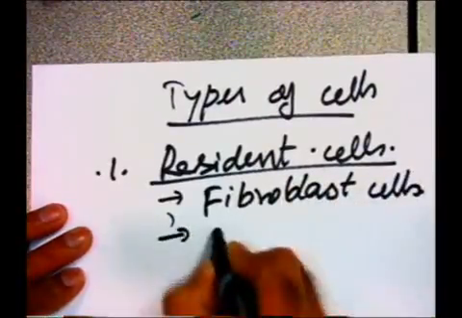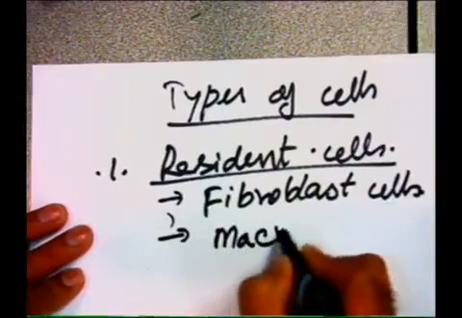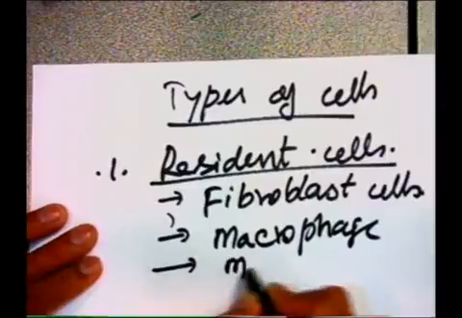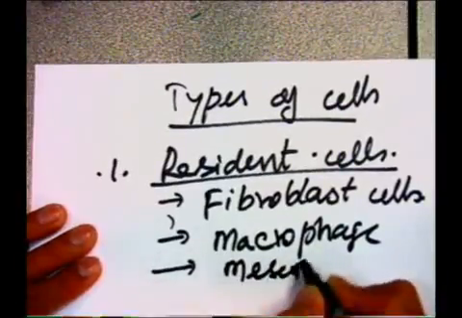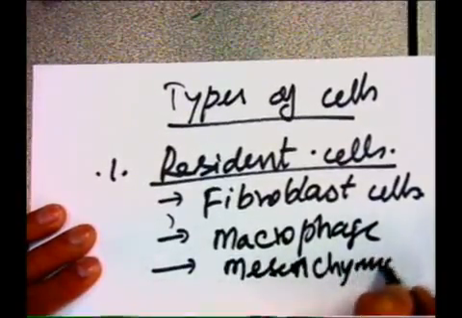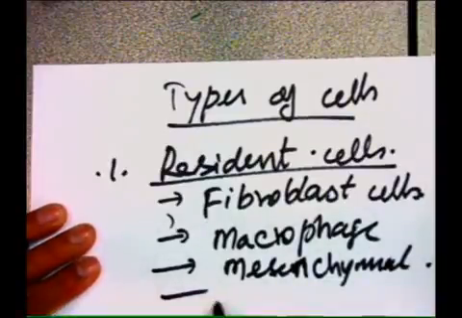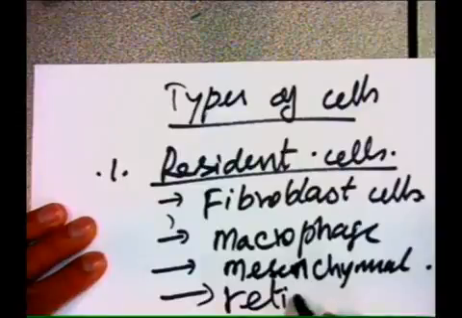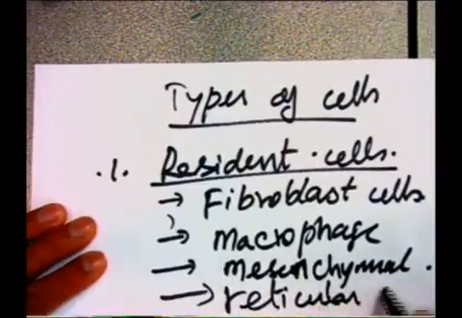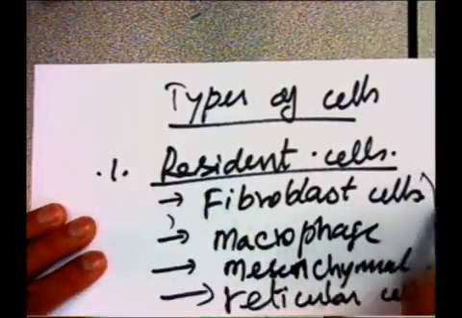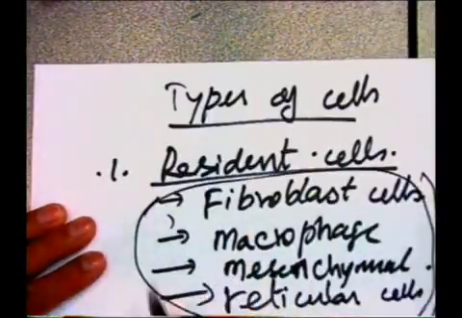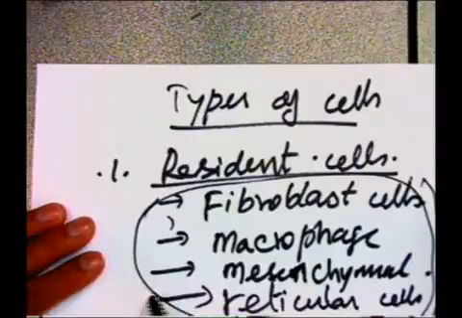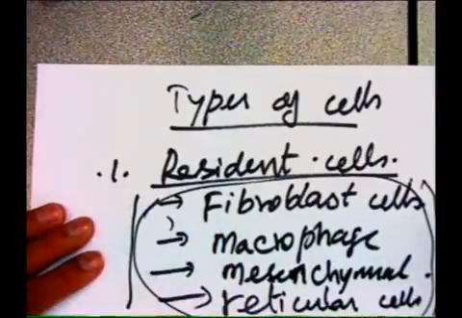Then macrophage is also a resident cell. And then mesenchymal cells, which we discussed earlier. And then reticular cells, with the reticular fiber, R-E-T-I-C-U-L-A-R. All these four cell types are permanent residents in the connective tissue.